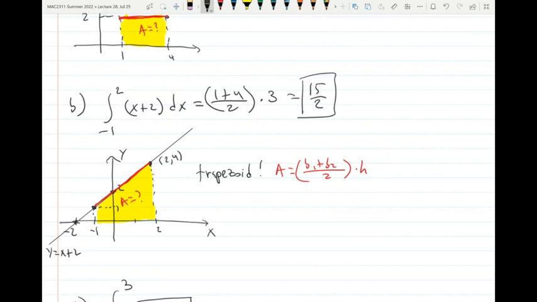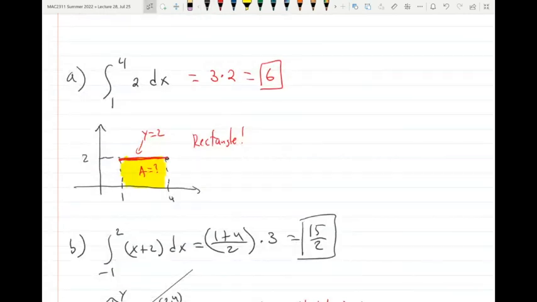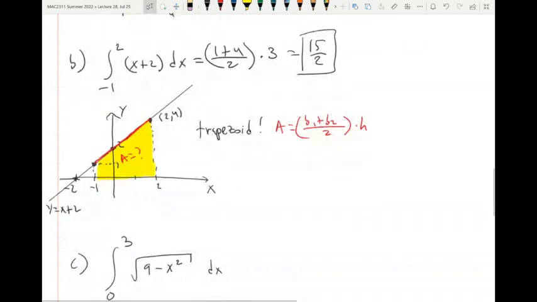Questions? We're just computing area. That's all we're doing. And why can we just compute the area? Well, because we realize that this is above the x-axis, and so on. And we recognize a nice little shape. Are you okay with this? By the way, notice that whenever you have a constant function, that's going to happen. You're going to have a rectangle.